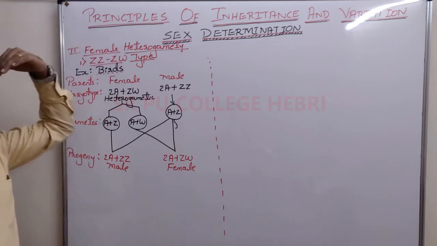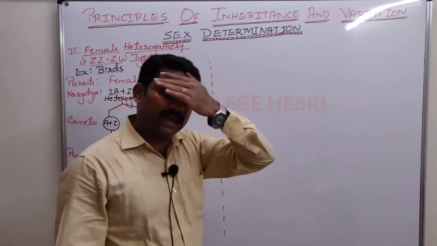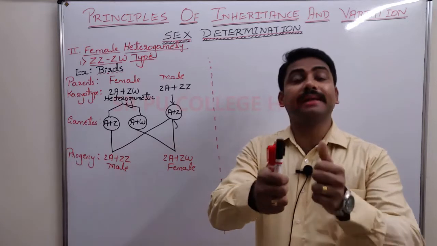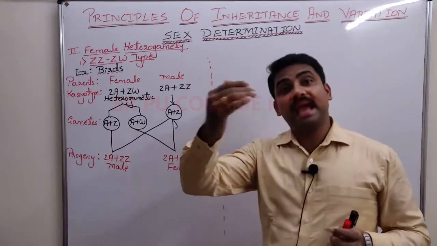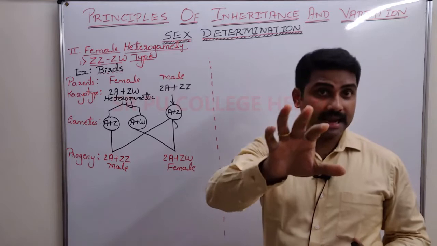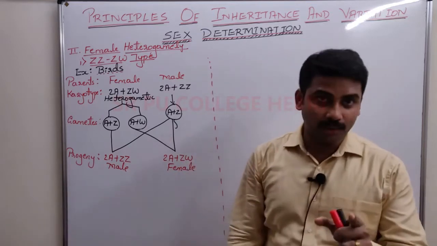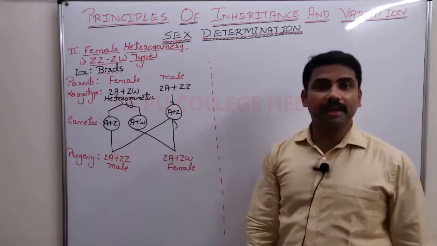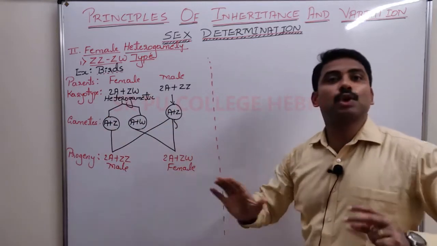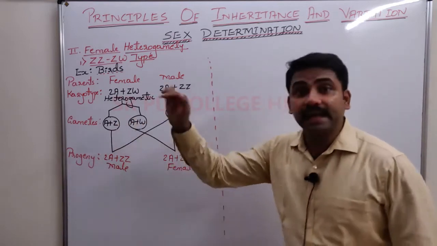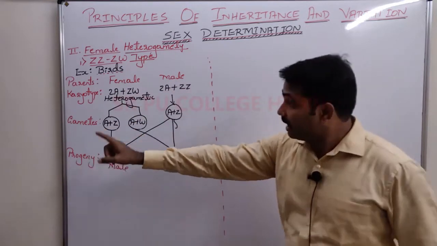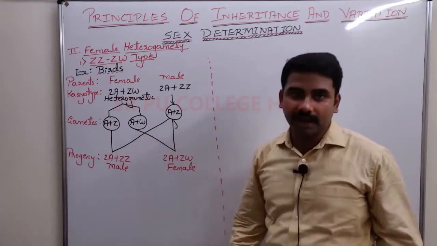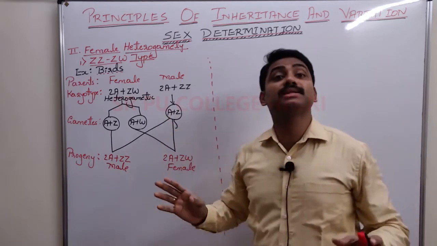In case of male heterogamety, XX-XY and XX-XO, where the male partner is playing the main role, the gamete of the male decides the sex of the progeny, right? Now what about here? In this case, the gamete of the female determines the sex of the progeny. Which egg is going to fertilize, whether the egg having Z chromosome or egg having W chromosome? The male partner's role is minimum.